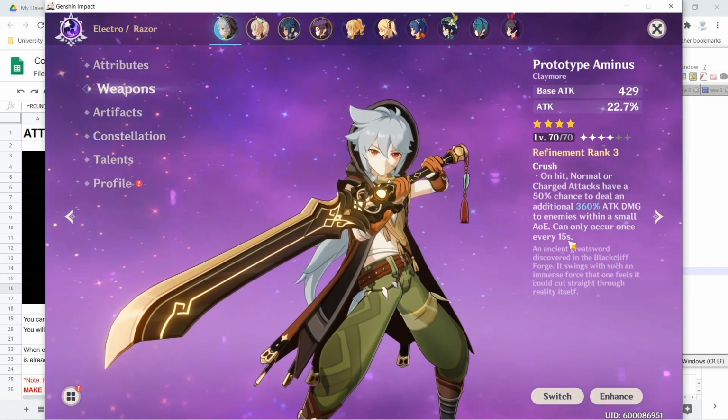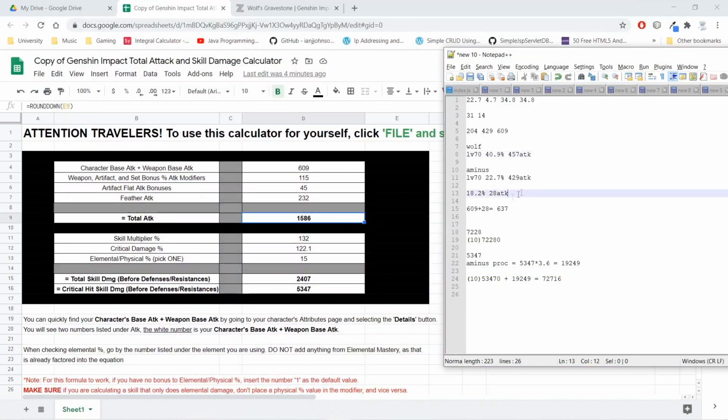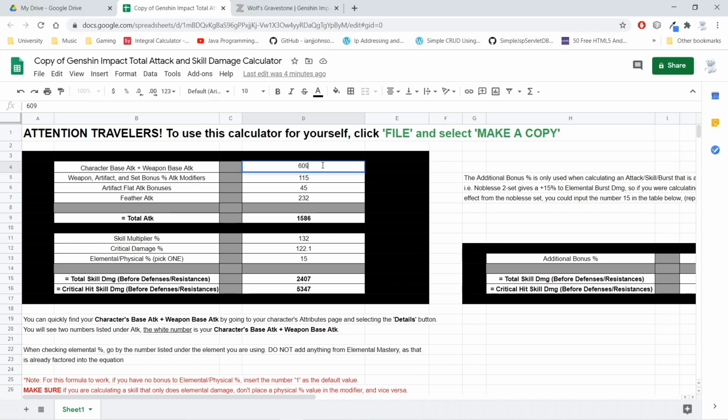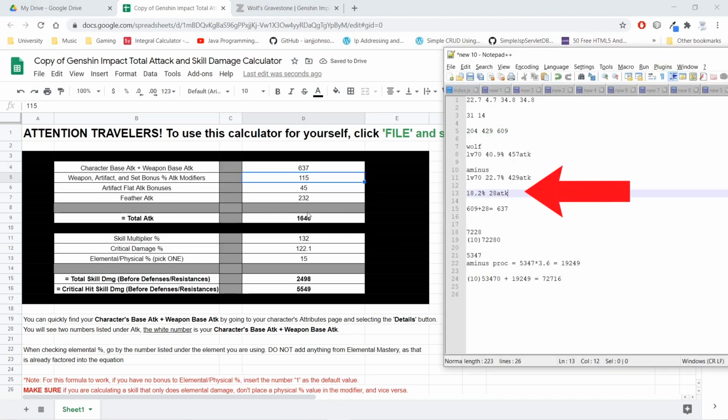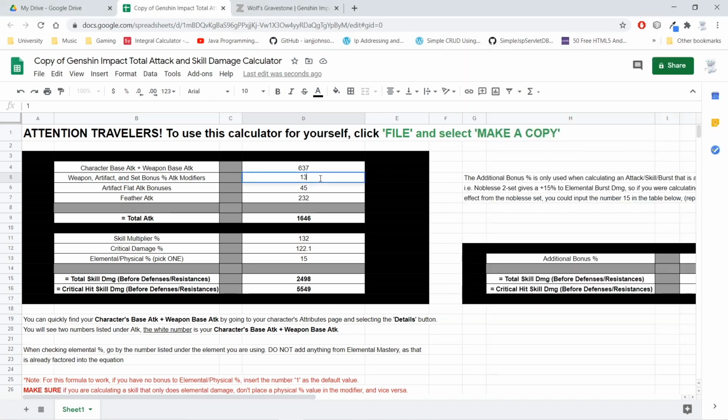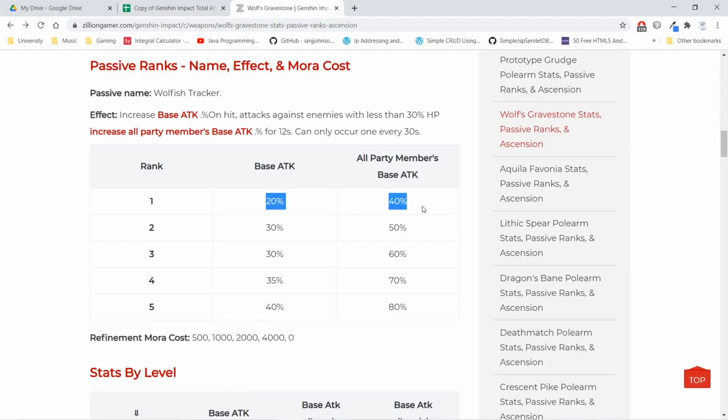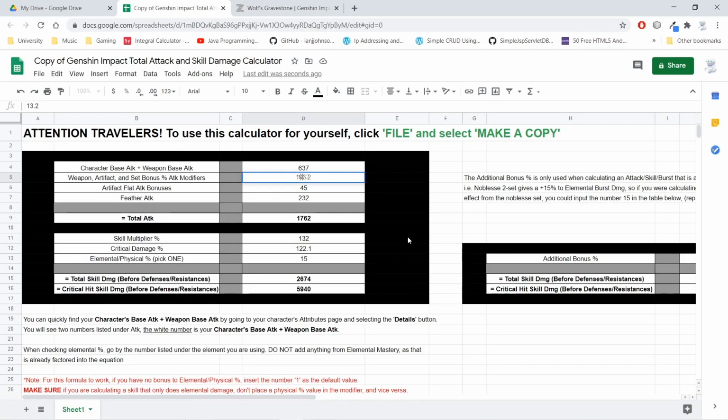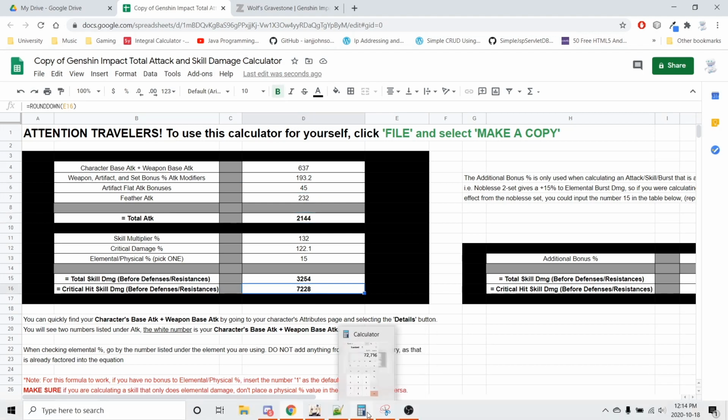And what's really cool about the Prototype Amos' Bow is that this proc can also crit, and it's also based off your crit rate and crit damage as well, and it can scale a lot. So the difference between a level 70 Wolf's Gravestone versus a level 70 Amos' Bow is 18.2% attack. The base is also 28 more attack on the Gravestone, and so I'm going to add another 60% attack percentage modifier here, which brings it up to 193.2%. And as you can see, the total attack is 2144, which would be equivalent to the number I have on Razor's stats. So he's at 1586 right now, 1587. With Wolf's Gravestone, I'll be having 2144 attack.